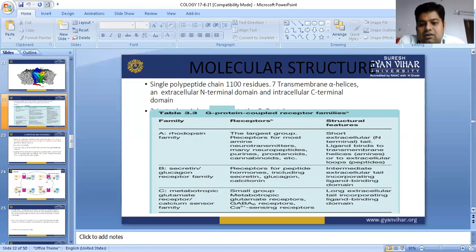And next one is the secretin, glucagon receptor. In the glucagon receptor family, receptors for peptide hormones, including secretin, glucagon, calcitonin, have an intermediate extracellular tail incorporating the ligand binding domain. And metabotropic glutamate receptors or calcium sensor family, a small group: metabotropic glutamate receptors, GABA B receptors, calcium sensing receptors, have a long extracellular tail incorporating the ligand binding domains. So this family is divided into 3 parts: rhodopsin, secretin, and metabotropic glutamate and calcium sensor family.